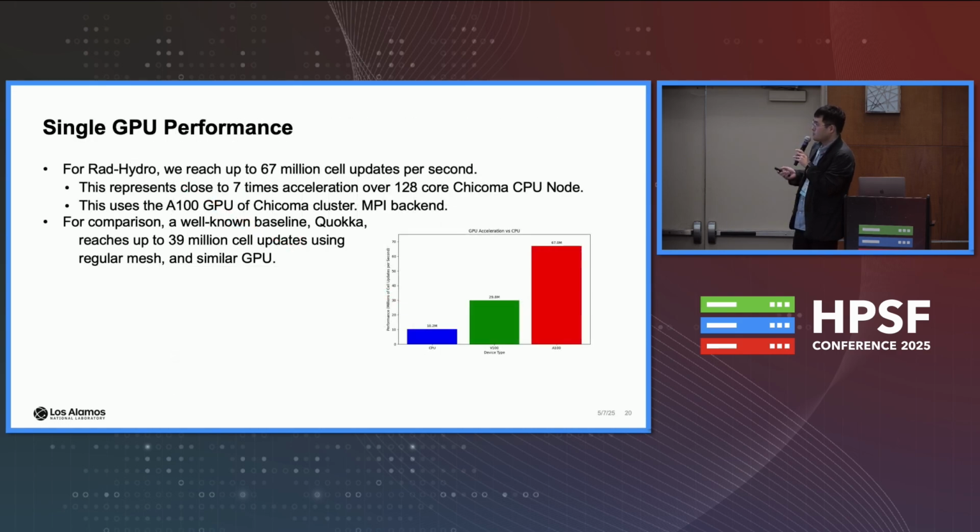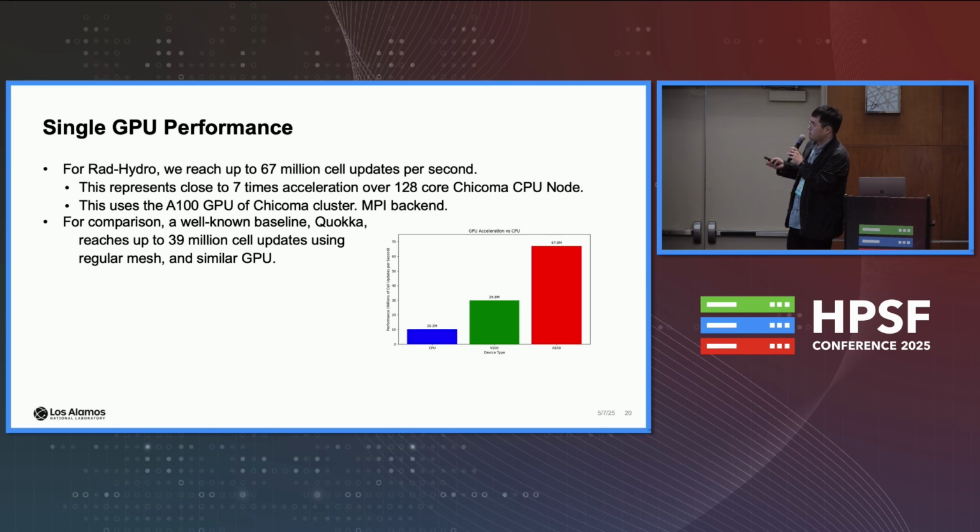And we also ran the code on the GPU, so that's the single GPU performance. For the radiation hydro, we can reach up to 67 million cell updates per second, which is pretty good compared with the Chikoma CPU node, using the A100. And for comparison, how is the 67 million cell update, good or bad?